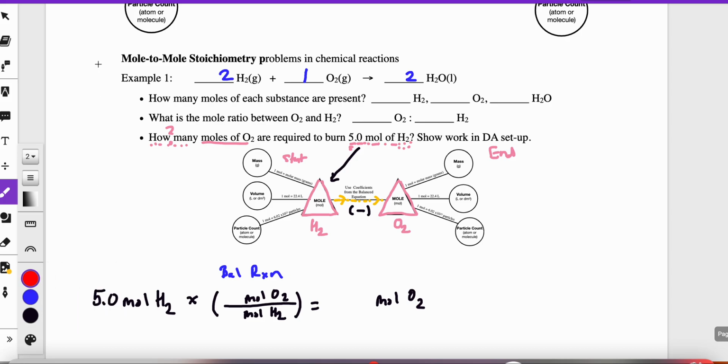Here's the thing. Those coefficients that we write in front of a chemical formula in a balanced reaction represent the relative mole value, the lowest whole number ratio of moles. So I need 2 moles of hydrogen gas to react with 1 mole of oxygen gas to form 2 moles of water. How many moles of each substance are present? That is just looking at their coefficients. So in this recipe, 2 moles of H2 for every 1 mole of O2 will make 2 moles of H2O.